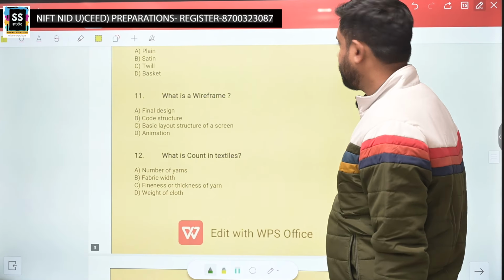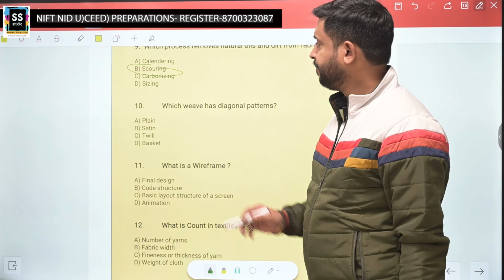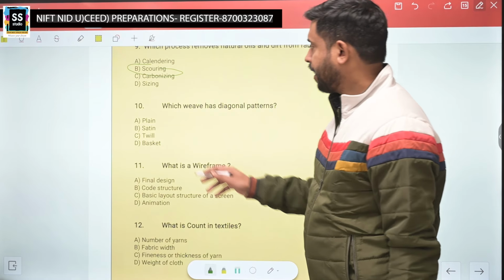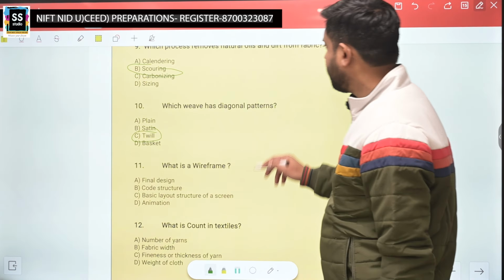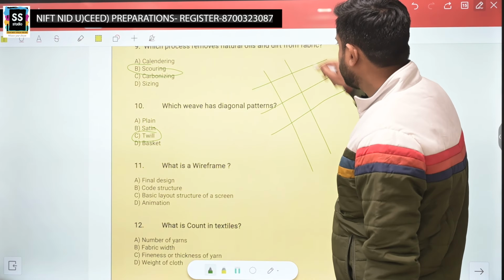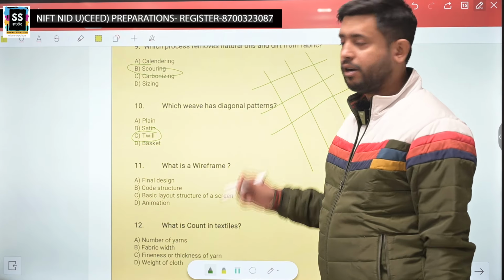Moving forward, next question, and the question says, which weave has diagonal pattern? Plain, satin, twill, or basket? The correct answer is twill. So diagonal pattern simply means this much. If you will see, most of your denim jeans has a diagonal pattern which is called twilling.